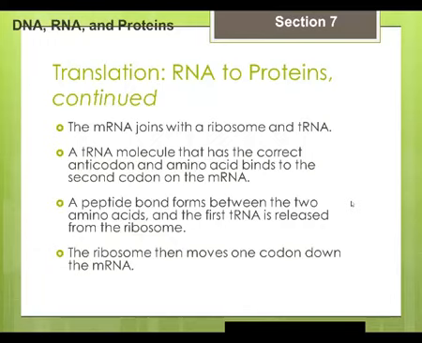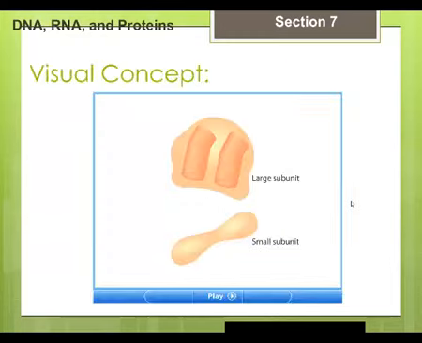The ribosome then moves one codon down the mRNA, where the next section can be read, a new anticodon can come and attach, and it can create longer and longer strands of amino acids. So this video represents this process.